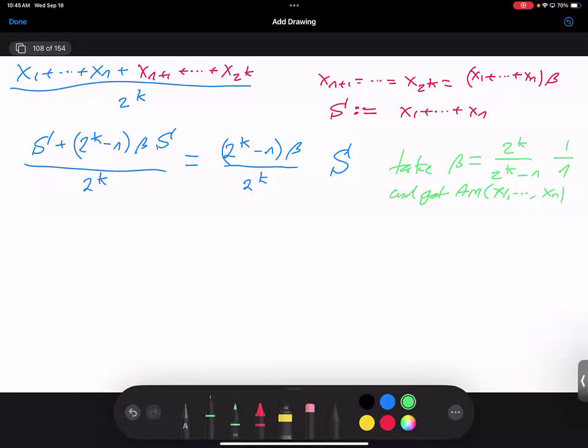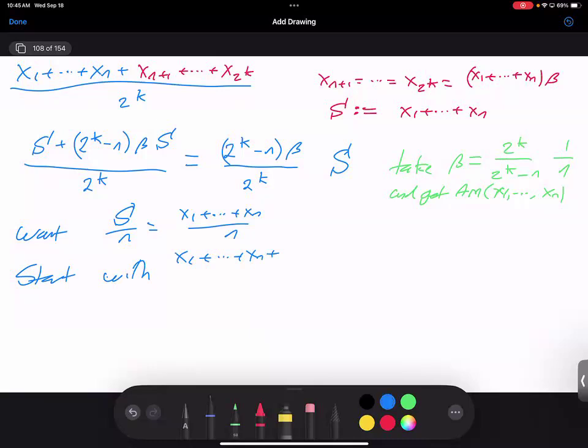We're trying to get the arithmetic mean. And so if we do it like this, we want to get s over n, which is x1 plus dot, dot, dot plus xn over n. We start with x1 plus dot, dot, dot plus xn, and then we have all the reds, xn plus 1 through x to the 2 to the k, over 2 to the k. So we don't have exactly what we want. But the nice thing is, because each of the reds is just beta times the sum, our expression is just 2 to the k minus n times beta over 2 to the k times s.